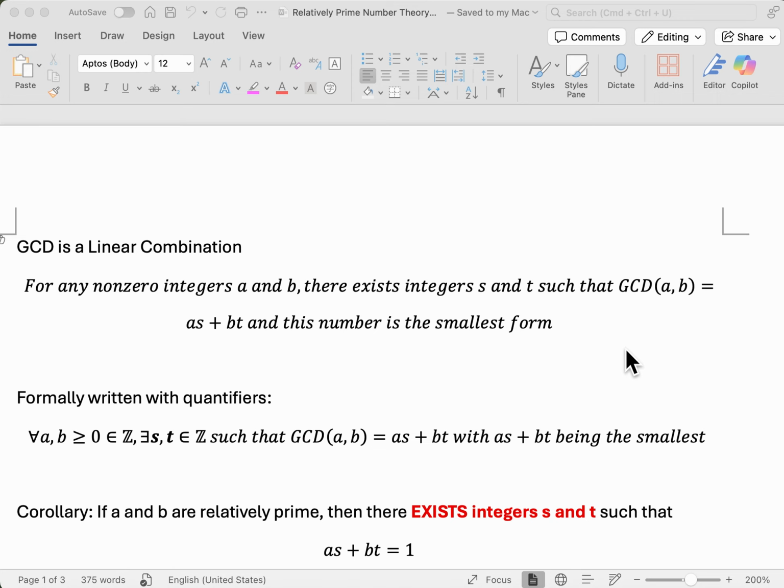First, how to represent the greatest common divisor as a linear combination. In words, for any non-zero integers a and b, there exist integers s and t such that the greatest common divisor of a and b is as plus bt, and this number is the smallest possible number you can get by the well-ordering principle.